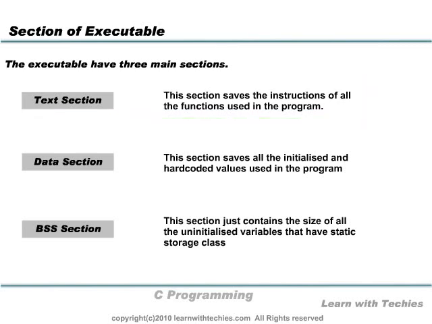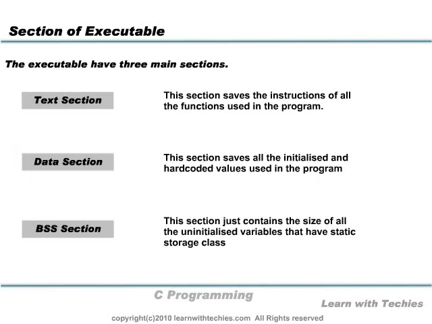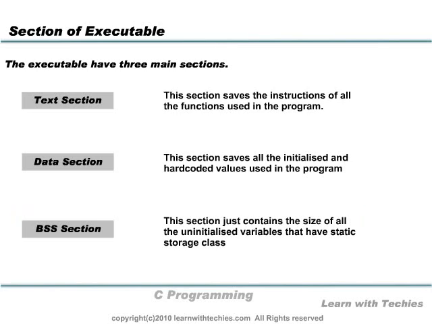The next section is the data section. It contains all the hard-coded values used in the program. And the last one is the BSS section, or block started by symbols section. It contains a number, which is the sum of sizes of all the uninitialized variables that have static storage class. We will look at each of these sections in detail in the next few slides.